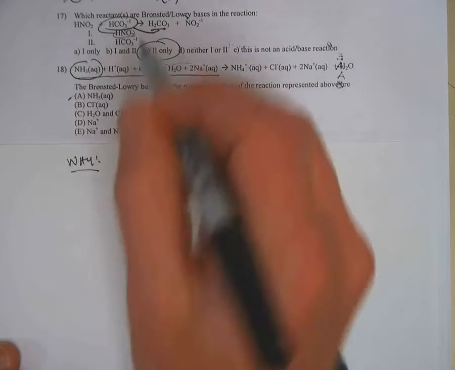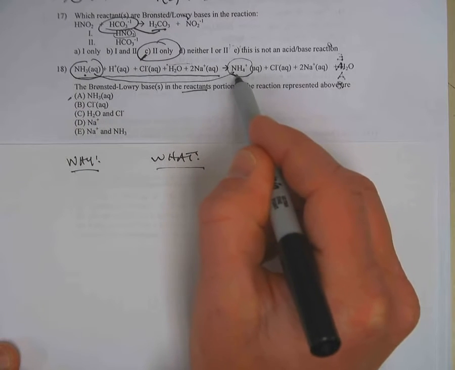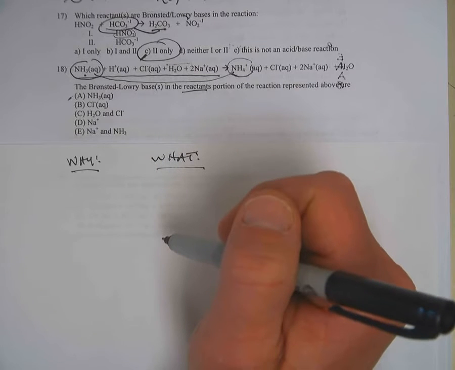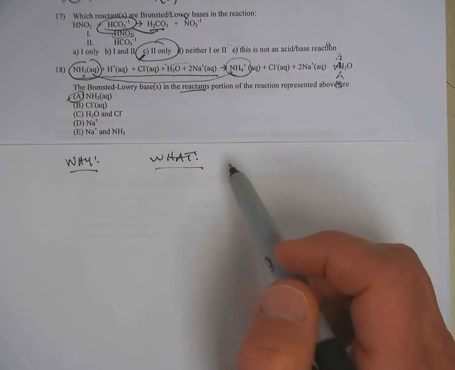You'll notice that the nitrogen-containing species has 3 hydrogens here. Over here it has 4. So it gains 1 hydrogen. So NH3 must be the Bronsted-Lowry base from this side to this side.